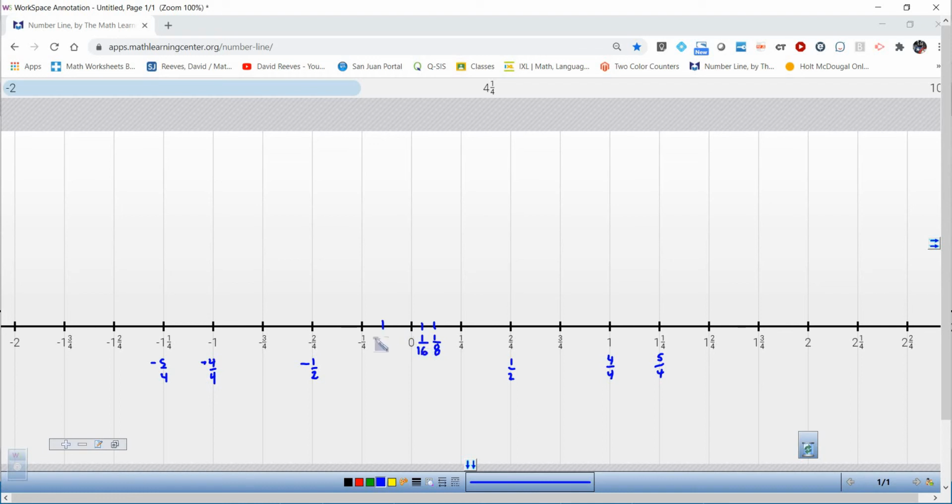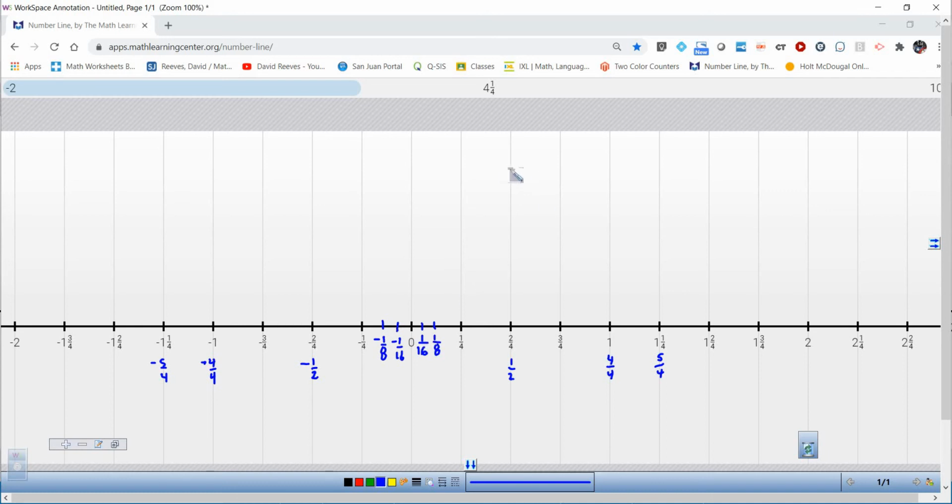So right here again, I would have -1/8, right? And then halfway through there, I would have -1/16. So if they ask you to find one closer to 0, then look for a larger denominator and a smaller numerator.